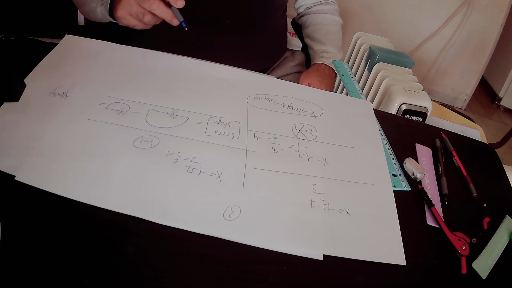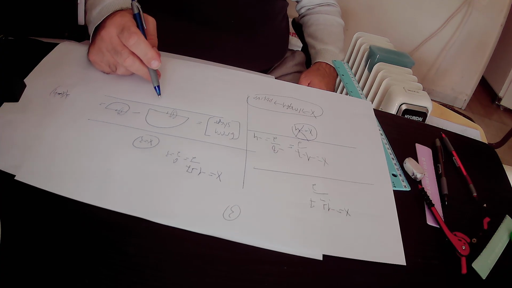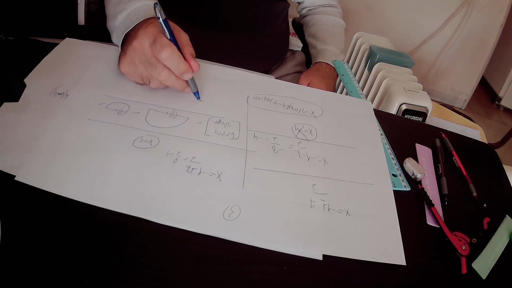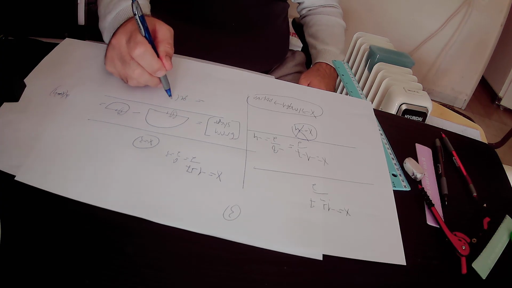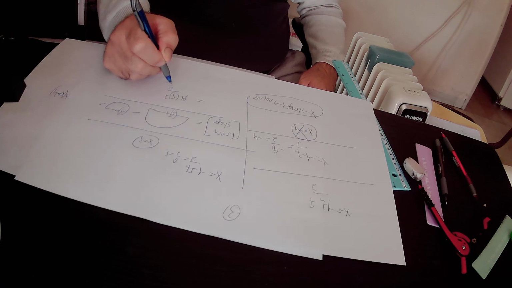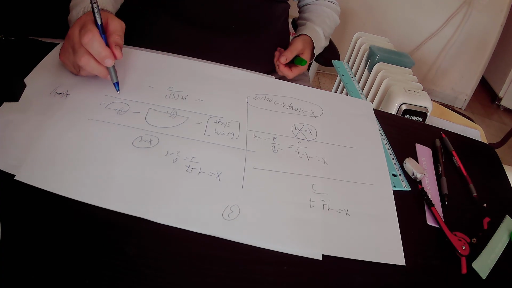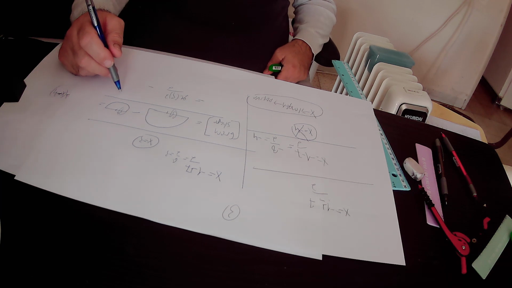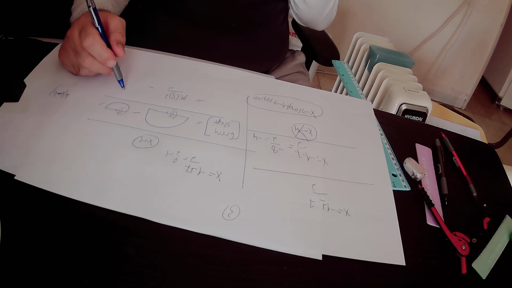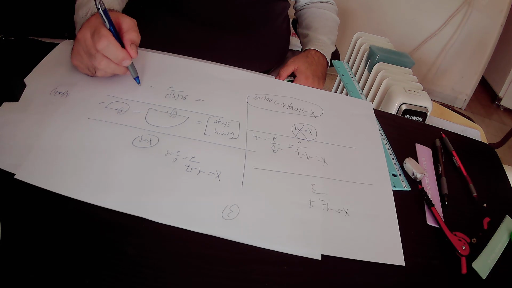So the area of the big semicircle equals pi r squared over 2. R is 5, so it is pi times 5 squared over 2, minus the area of the small semicircle. The area of the small semicircle equals pi r squared over 2. That is to say, it is pi times 3 squared over 2.